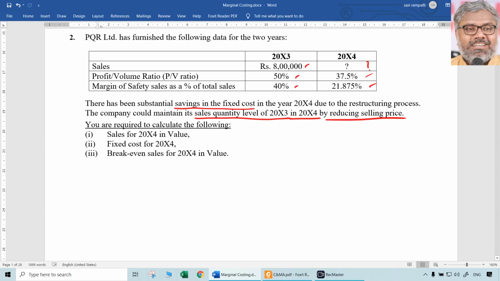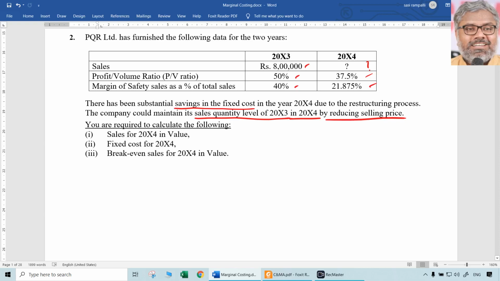So what is known, what is unknown, that we have to be clear. What is known, one thing for sure, is that the quantity of sales is the same in both the years. That is guaranteed. That is the only thing guaranteed. And there is a reduction in fixed cost. We don't know how much that is. There is a reduction in selling price, but we don't know how much that is. We don't know the existing selling price itself.